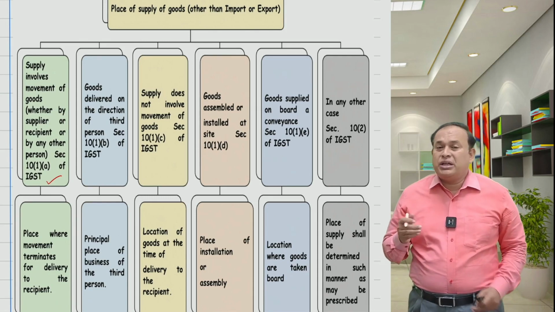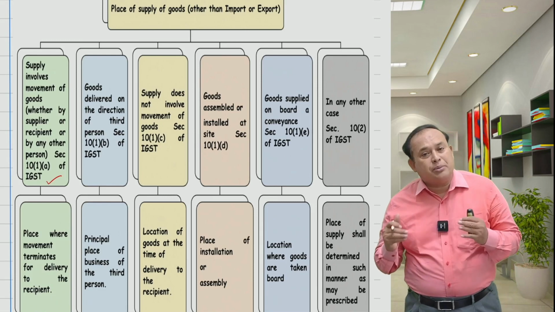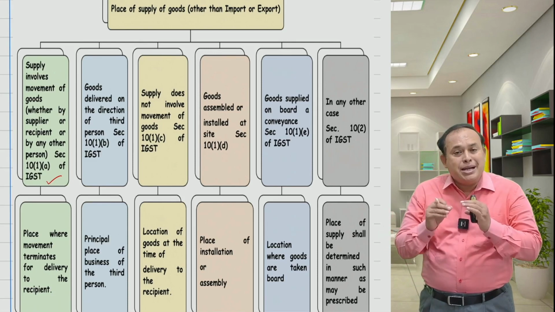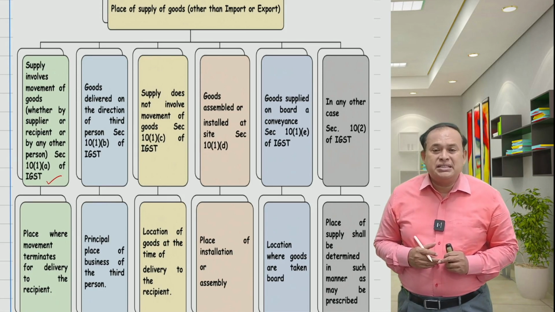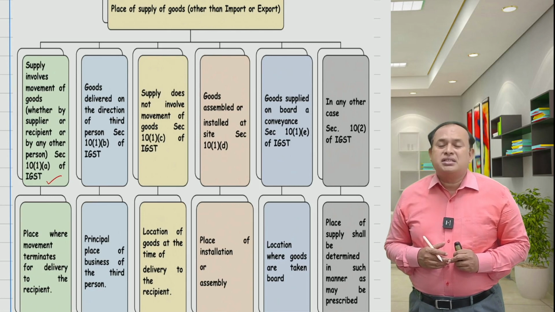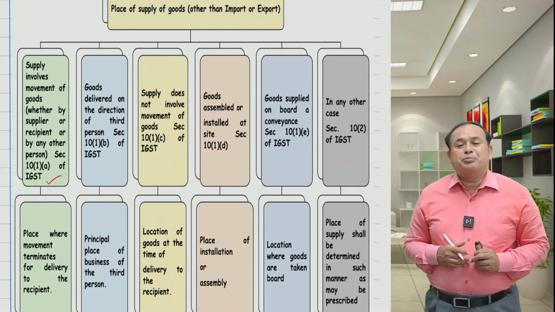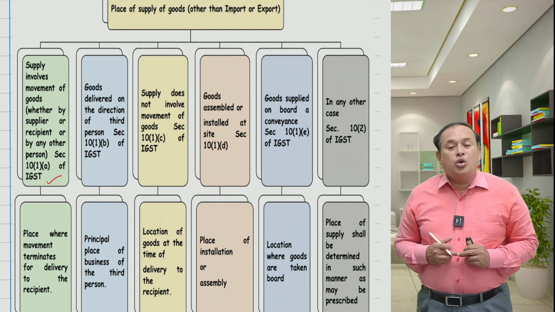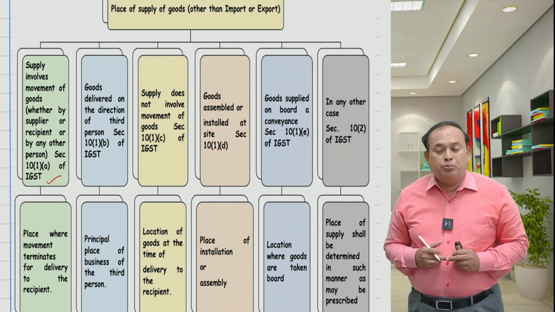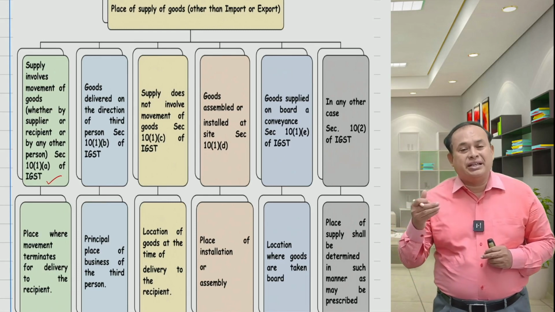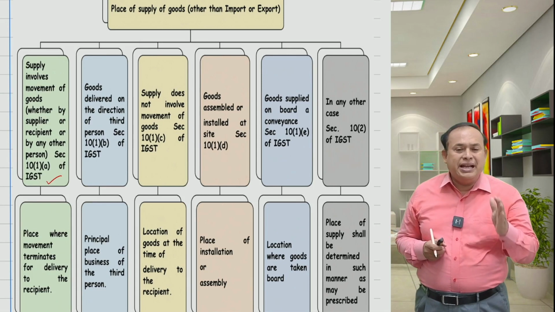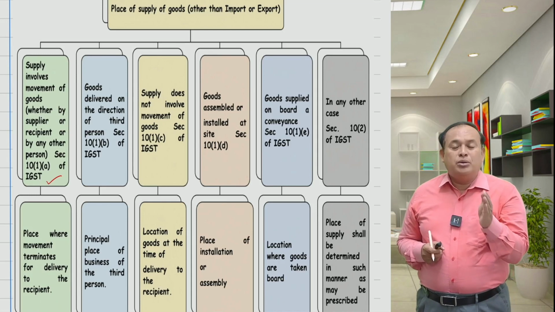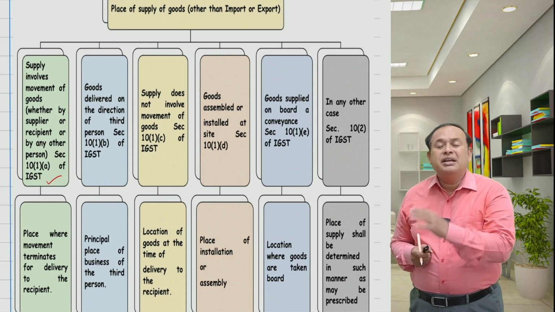Then if the location of supplier of goods and place of supply are within the territory of a particular state or UT, it is called intrastate supply, liable to pay CGST as well as SGST, or CGST and UTGST. That means section 8, subsection 1 of IGST Act says that location of supplier and place of supply, both in the same state or UT, subject to section 10, is intrastate supply.